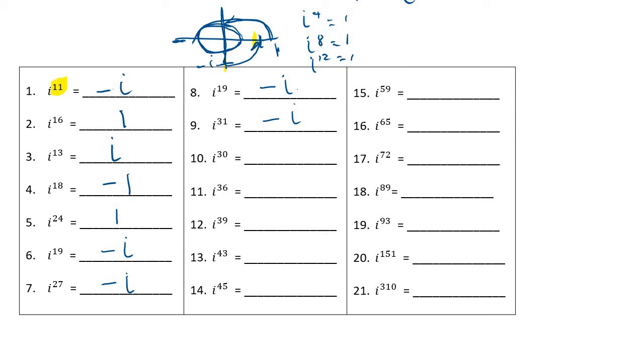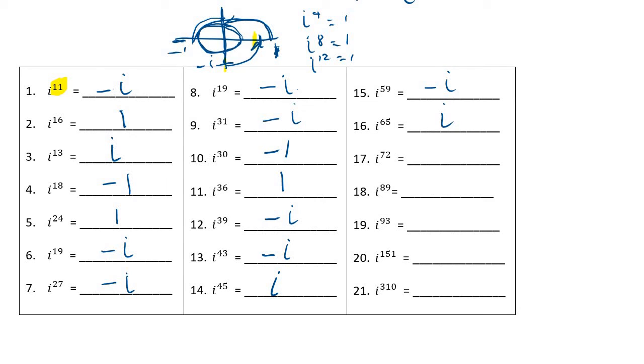30 is 2 more than 28. So i to the 28 is 1, i to the 29 is i, and i to the 30 will be -1. 36 is a multiple of 4, that's 1. 39 is 1 less than 40, -i. 43 is 1 less than 44, that's -i. 45 is 1 more than 44, that will be i. 59 is 1 less than 60, -i. 65 is 1 more than 64, that's i.